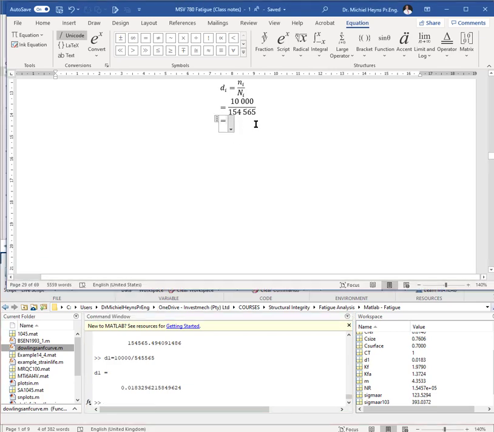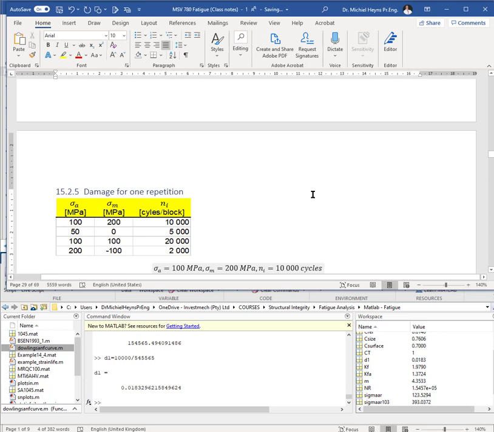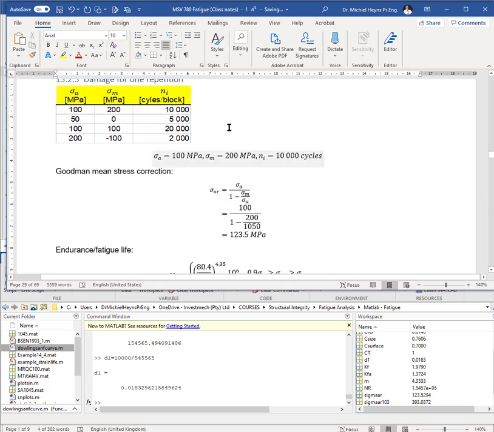And that's 0.01833. That's enough decimal points, I would say. So that's the damage caused by this repetition. Now we're going to do the next one, and the next one will be 50, 5,000.